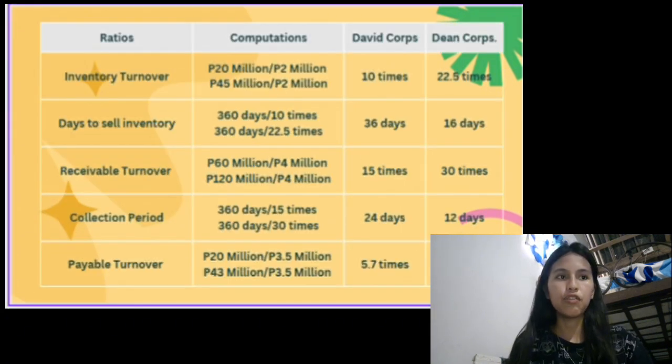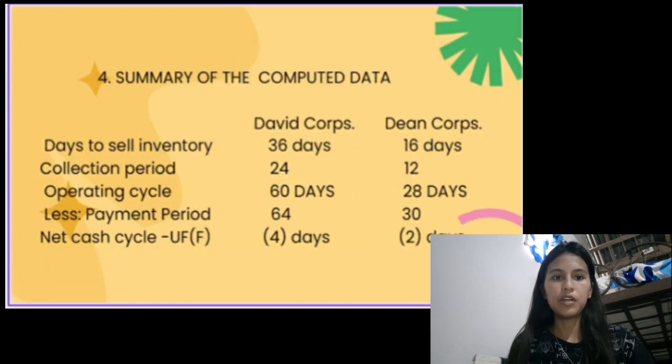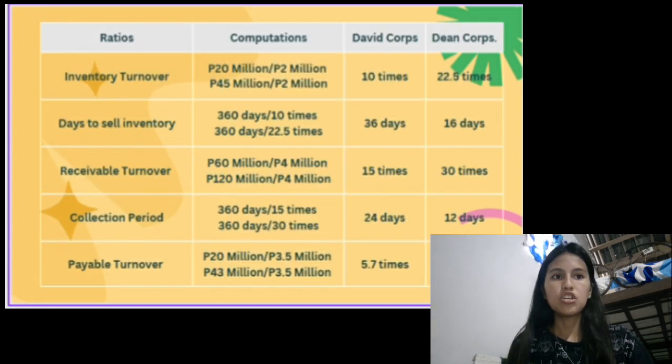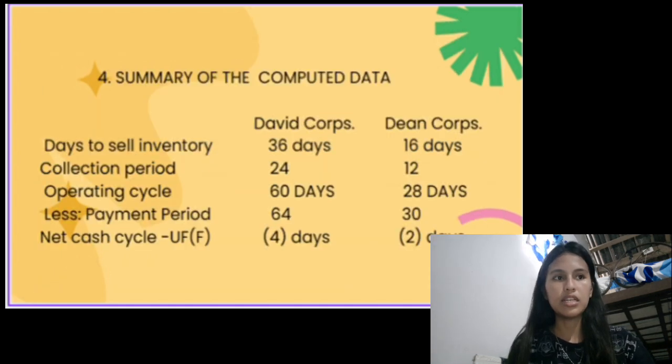Tapos, yung collection period niya na 24 and 12, yung collection period niya ni David Corporation is 24 days and Dean Corporation naman is 12 days. So, operating cycle nga is pagsasamahin lang yung days na yon, 36 plus 24, meron ng 60 days na operating cycle si David Corporations and 28 days naman si Dean Corporations. Less payment period na 64 kay David and 30 naman yung kay Dean Corporation.